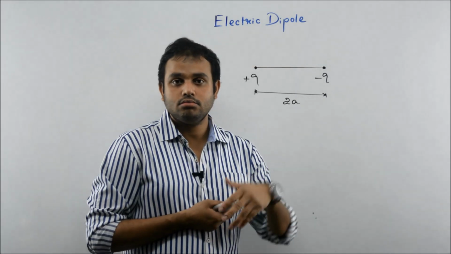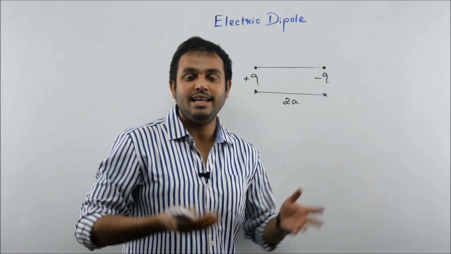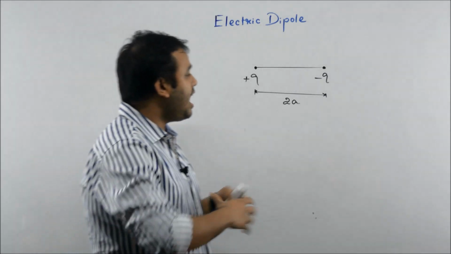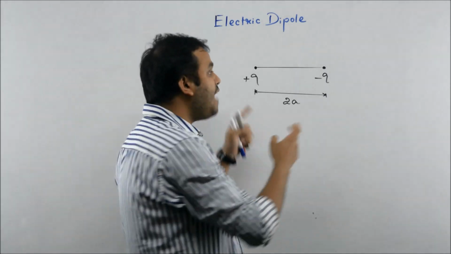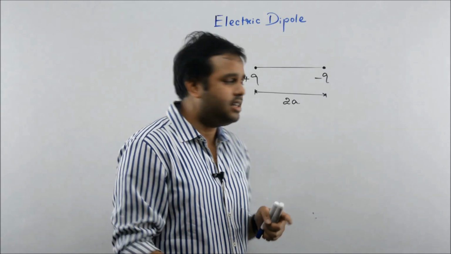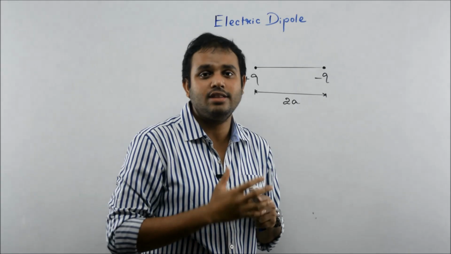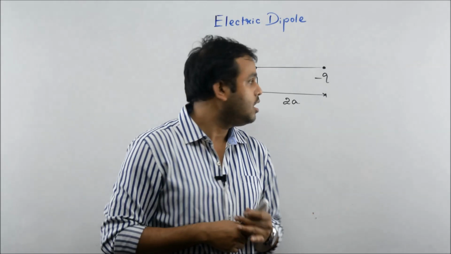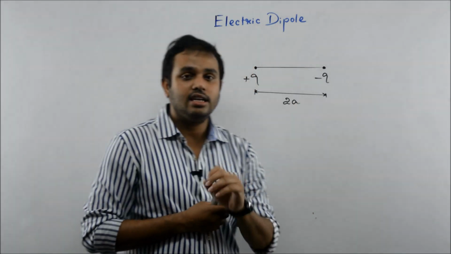Twice A. Now there might be a question, sir, why is it twice A? Why not simply A, or why not simply R? Because students, while deriving electric field and in some other cases we will see that half of the distance, or half of the separation between the two charges, is very important. So to make it simple, we have taken the separation between the two charges as twice A, so that half of the distance becomes very simple, it's A. Clear, students? So this system is called electric dipole.